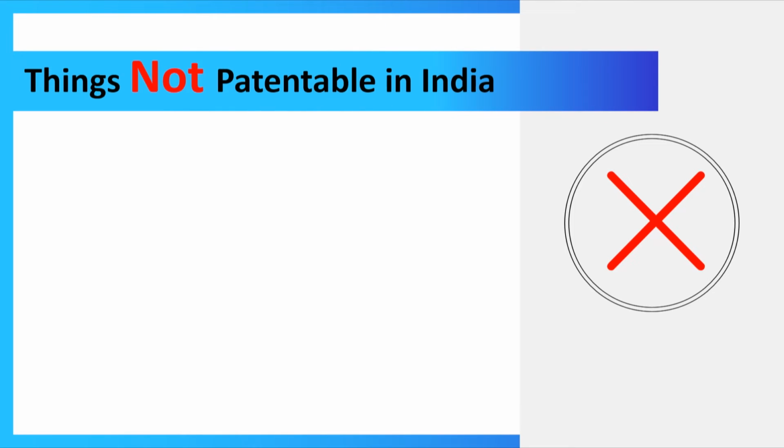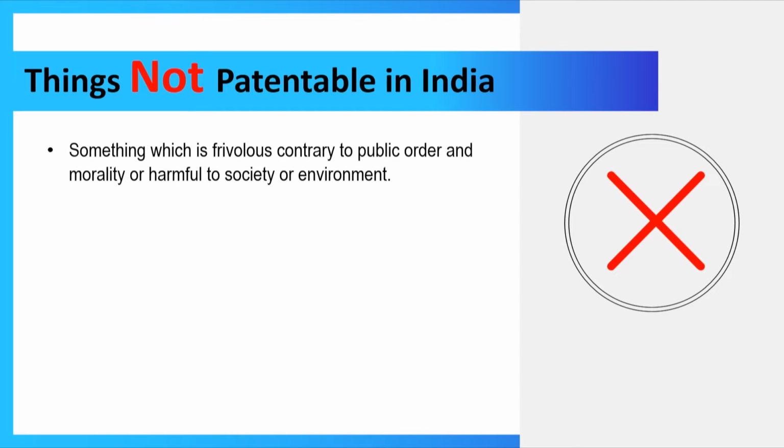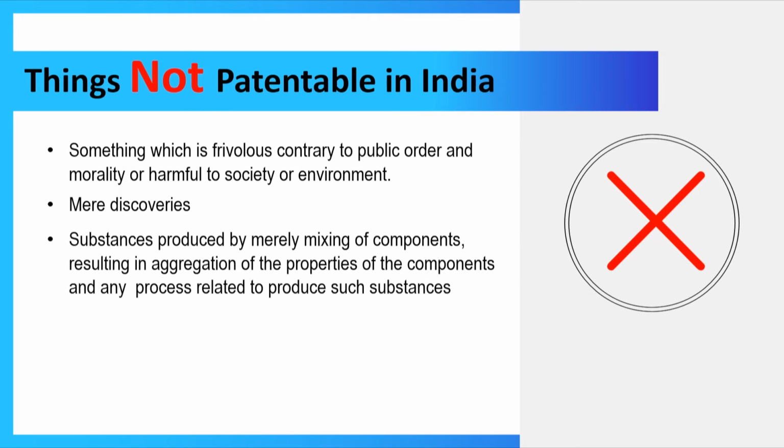There are certain things which are not patentable in our country. These things which are not allowed for a patent in India are something which is frivolous, something which is contrary to the public order and morality or harmful to society or environment. Mere discoveries are not patentable. The substances produced by merely mixing of components resulting in aggregation of the properties of the components, and any process related to produce such substances are not patentable.